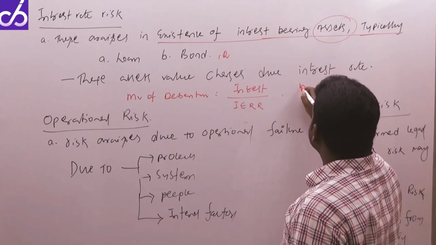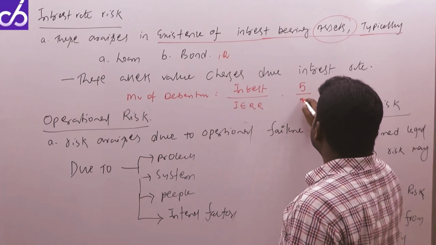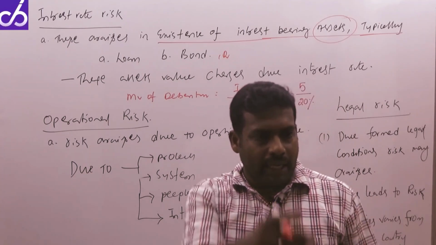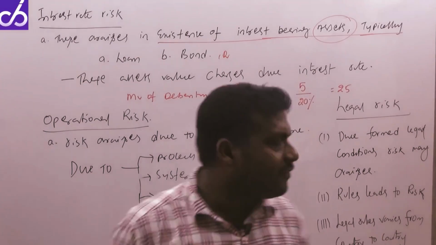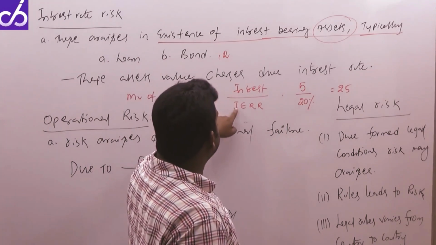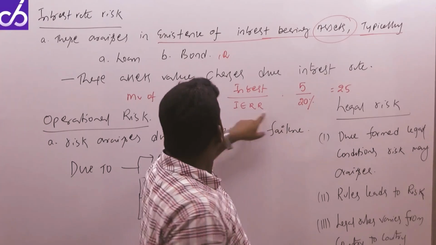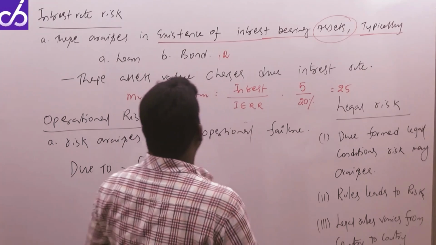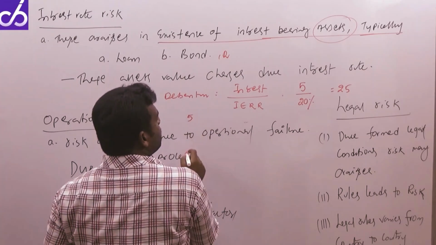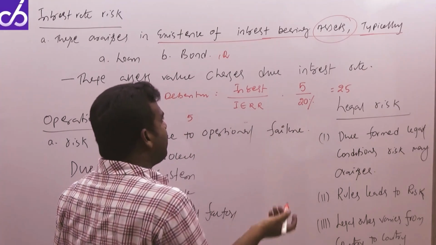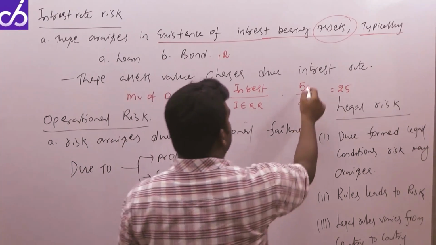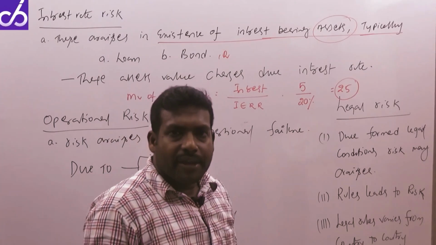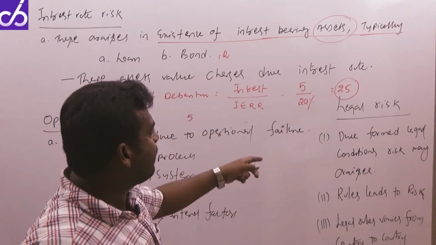You are paying interest of 5%, let us take 5, and the investor expected rate is 20%. 5 divided by 20. So the market value of a debenture is nothing but interest divided by the investor expected rate of return. How do you calculate market value? Interest divided by investor expected rate. Suppose interest is 5 rupees and the investor expected rate is 20%. Then the market value of the debenture equals 5 divided by 20%, which is 25 rupees. It means that in the present scenario you can sell the asset for 25.